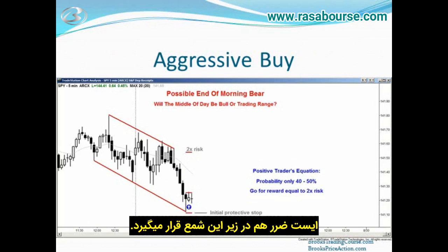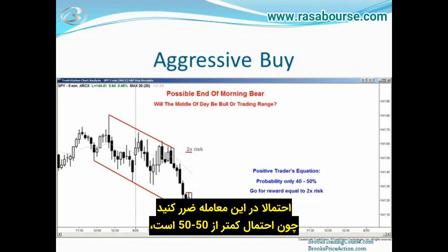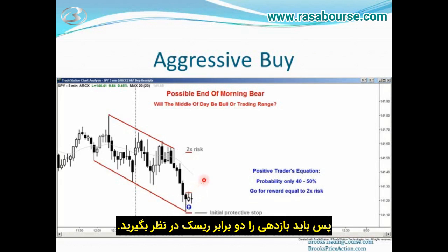Your initial stop is below the low. Since you'll probably lose on the trade, right? The probability is less than 50-50. You have to go for a reward twice your risk.